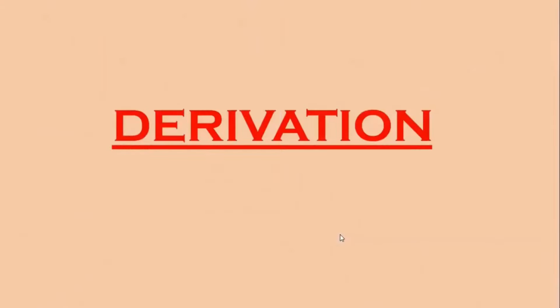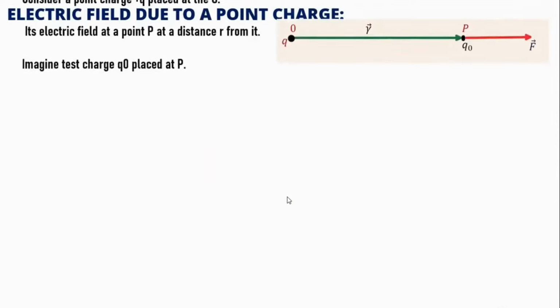Next, we will go for the derivation, the steps that you will be writing in exams or whenever any question related to this concept is asked. If you follow these steps, you are going to get full marks. Let's see what the steps are. We are first finding the electric field due to a point charge.